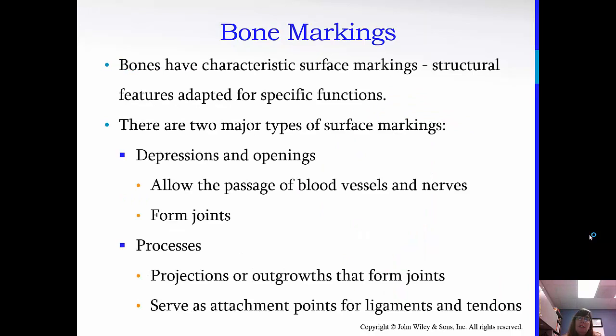Bones also have characteristic markings on their surfaces that are adaptations, basically. We have two major types of surface markings, depressions and openings, and then processes. As the name implies, depressions and openings, depressions kind of go down and openings are open, but they allow for the passage of blood vessels and nerves and also help form joints. Processes stick out, so projections or outgrowths that form joints and also serve as attachment points for ligaments and tendons.